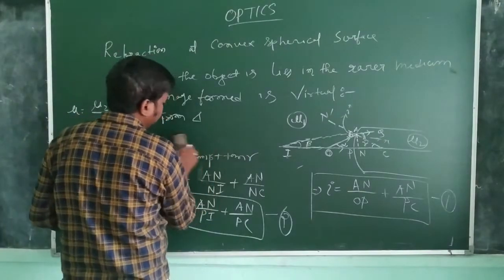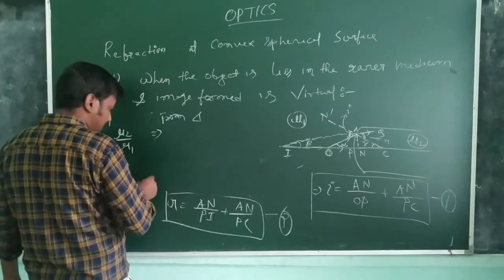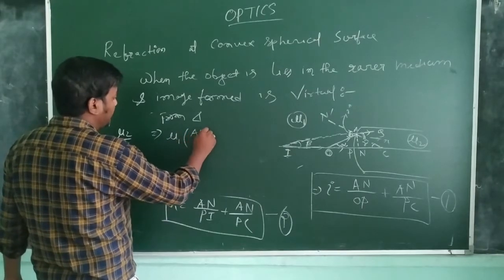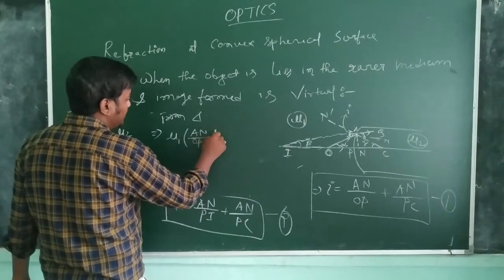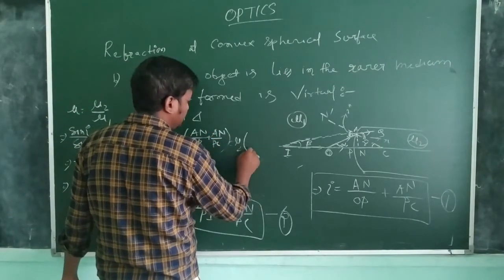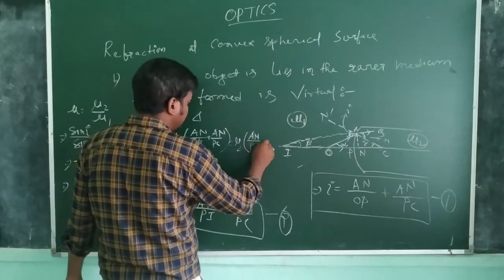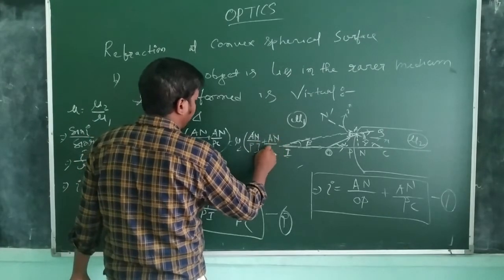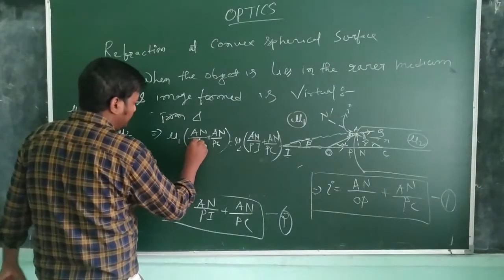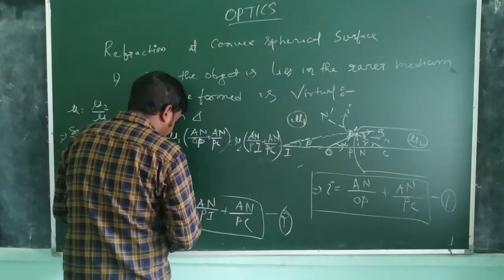Now we have to put the values of i and r. What is i? Mu1 into i means N by OP plus N by PC, and that equals mu2 into r, which is N by PI plus N by PC. Here N by PC is for OP, this is PC, PI, PC.